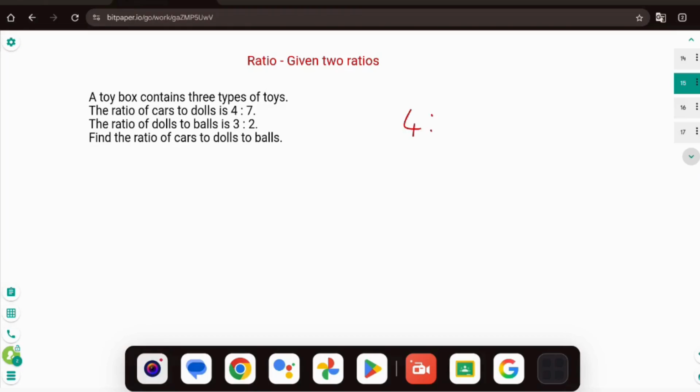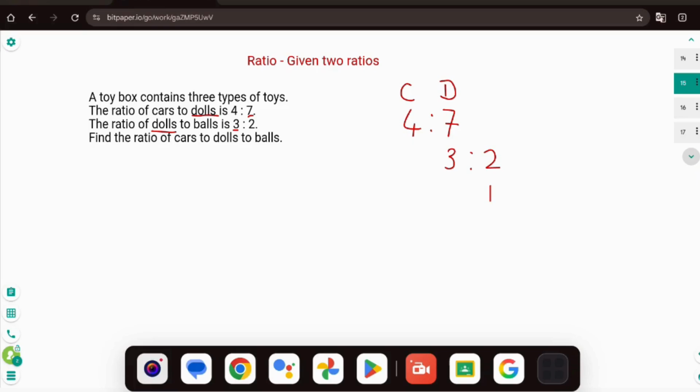Now, I set up my ratios as above. We've got cars, dolls, and label them. There's always a repetition of one item in both ratios. And here, can you see it's dolls? Dolls 7, dolls 3. So I want to line the dolls up underneath each other because they're the same.